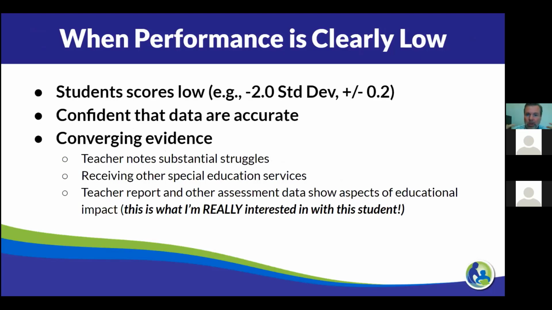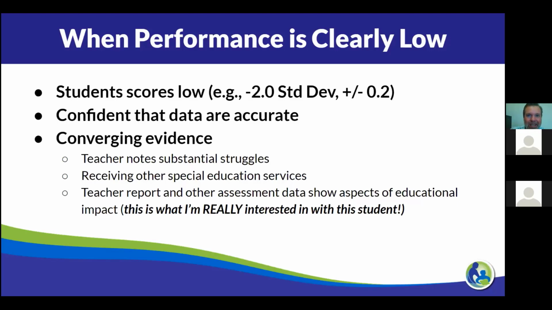A student scores quite low on one of our norm reference tests, and I have confidence that those data are accurate. And again, I'm looking for that converging evidence. Is the teacher also noting these struggles? Are they receiving other types of special education services? And is the teacher reporting other aspects where I can see the educational impact? And I'm going to come back to that because for this particular student, that is what I'm really interested in. I'm interested in that for all my students.